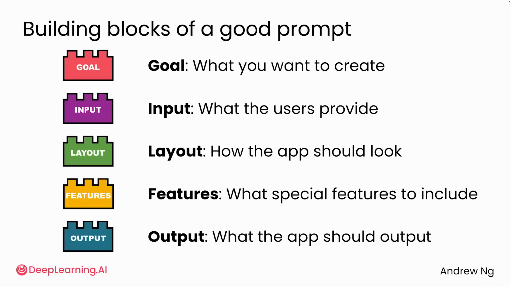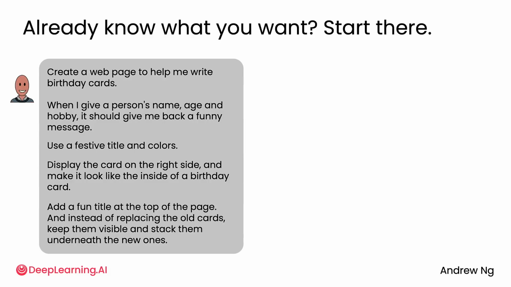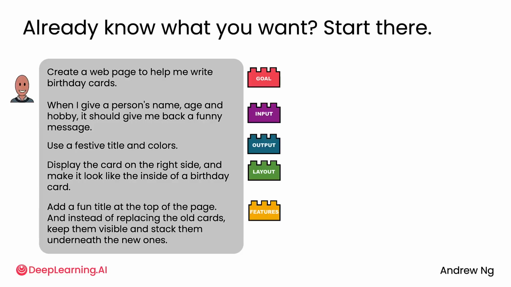In the previous slide, we went through a back and forth process of me incrementally, in 4 steps, adding to the instructions I gave the AI to tell it what I wanted to do. But if you already know in advance more or less what you wanted to build, you can also specify all of the building blocks in a single prompt. For example, if I already knew the specification I want for the software, I could write a single, much longer prompt like this to create a web page to help me write birthday cards, what to give a person's name, age and hobby, give me a funny message, use specific title and colors, and so on. And in this example, I've taken all 5 building blocks and written them all into a single, much longer prompt.